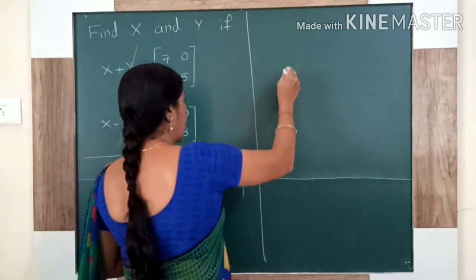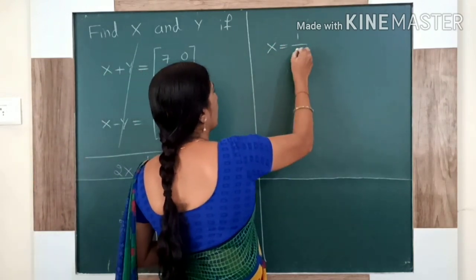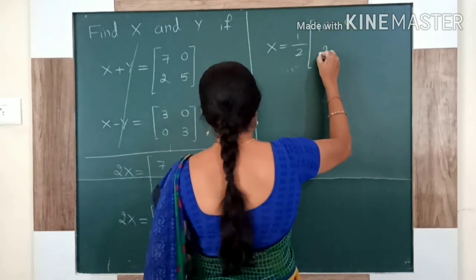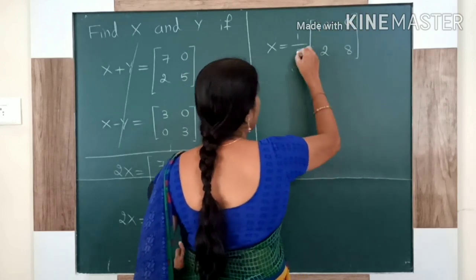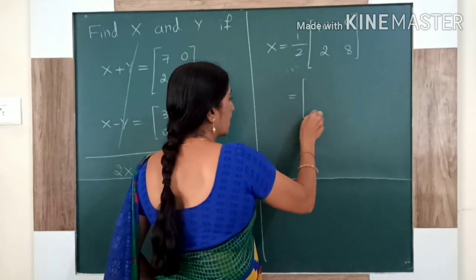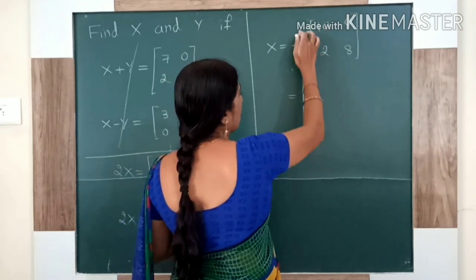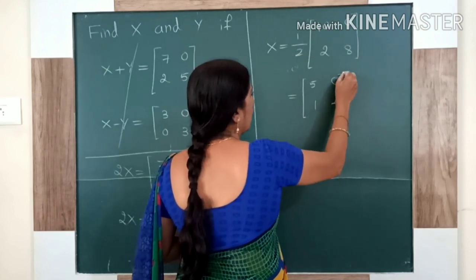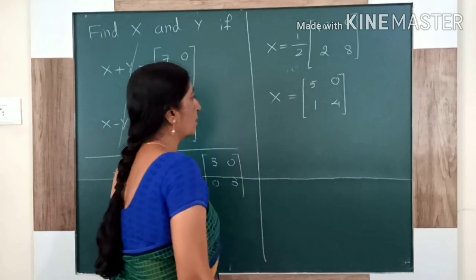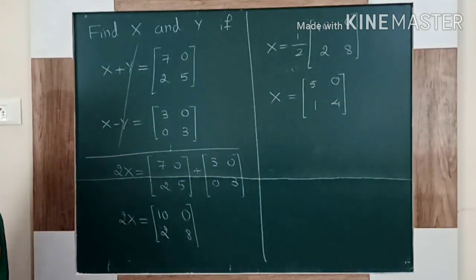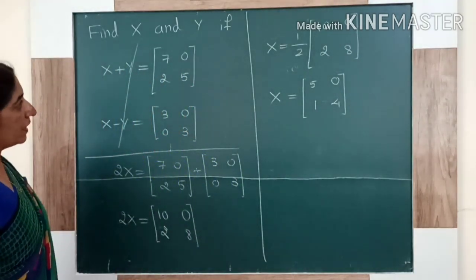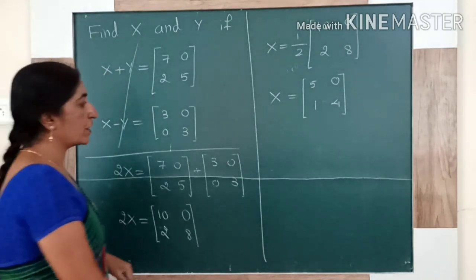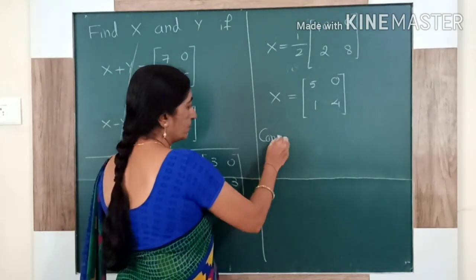Taking 2 to that side, x will be 1 by 2 of [10, 0; 2, 8]. When you multiply each number by 1 by 2, it is scalar multiplication. 1 by 2 into 10 is 5. Like that, the remaining multiplication. This is how we find the value of x. To find the value of y, consider any one of the equations. So here I am taking the first one.